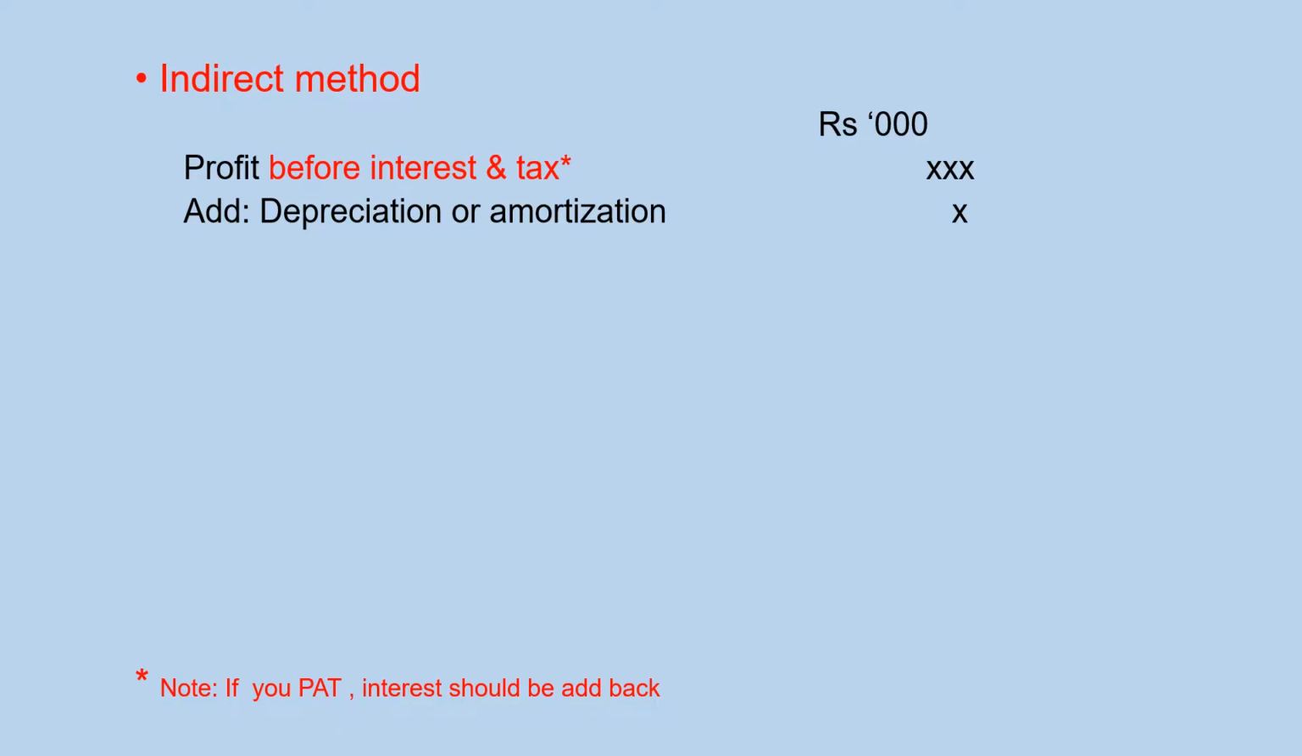Then we are going to move to the working capital adjustment. So if there is an increase in inventories or receivables, we have to deduct it because it's a cash outflow. And if there is a decrease in inventories or receivables, we have to add it back to the profit.